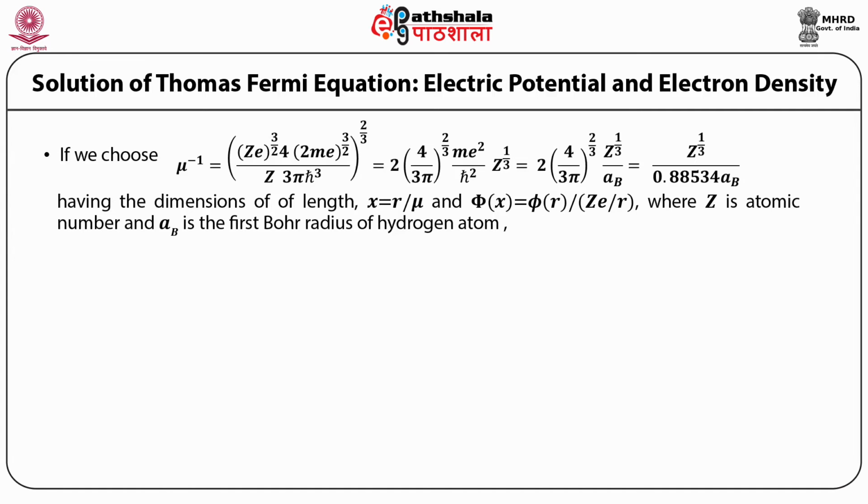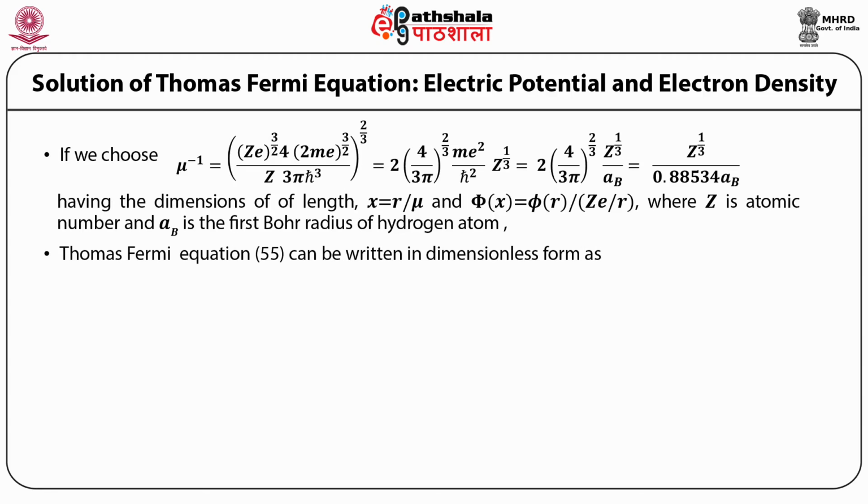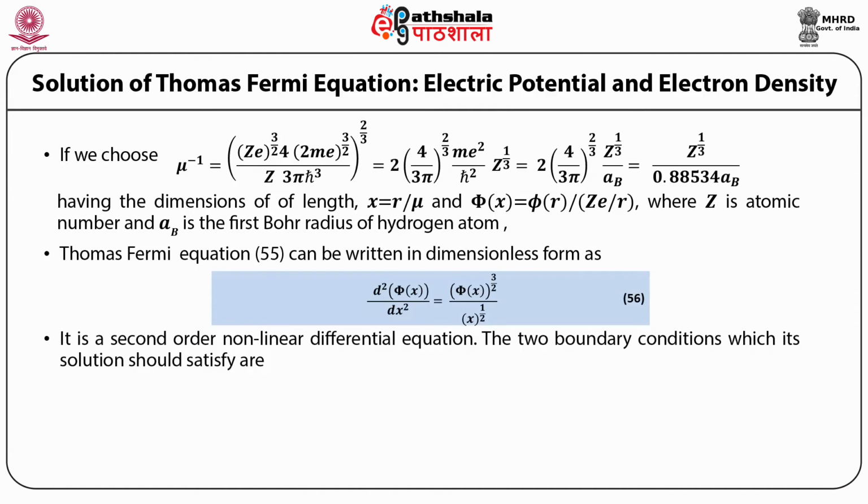of the hydrogen atom. Thomas Fermi equation 55 can be written in dimensionless form as second derivative of phi x with respect to x is equal to phi x raised to power 3 by 2 divided by x raised to power half. It is a second order nonlinear differential equation.